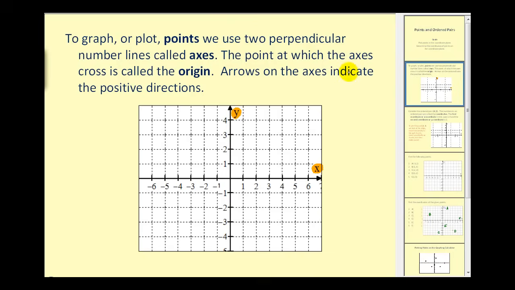The point at which the axes cross is called the origin, and every point on the coordinate plane is identified by what's called an ordered pair. Every ordered pair consists of an x-coordinate and a y-coordinate. And the x-coordinate tells you whether to go left or right on the coordinate plane. And the y-coordinate tells you whether to go up or down on the coordinate plane.